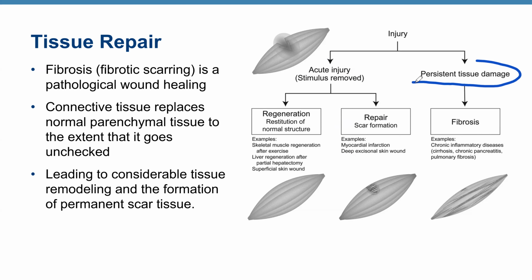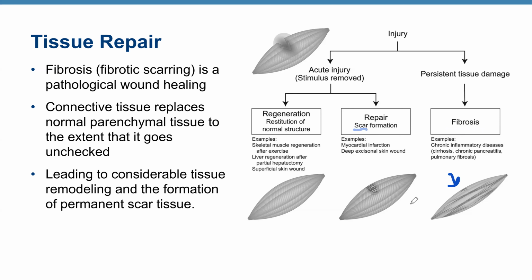If you have persistent tissue damage, the organs and tissue will heal or repair by fibrosis. An example would be chronic inflammatory diseases such as cirrhosis, chronic pancreatitis, and pulmonary fibrosis. And of course, fibrosis will also replace our damaged tissue with scar formation.